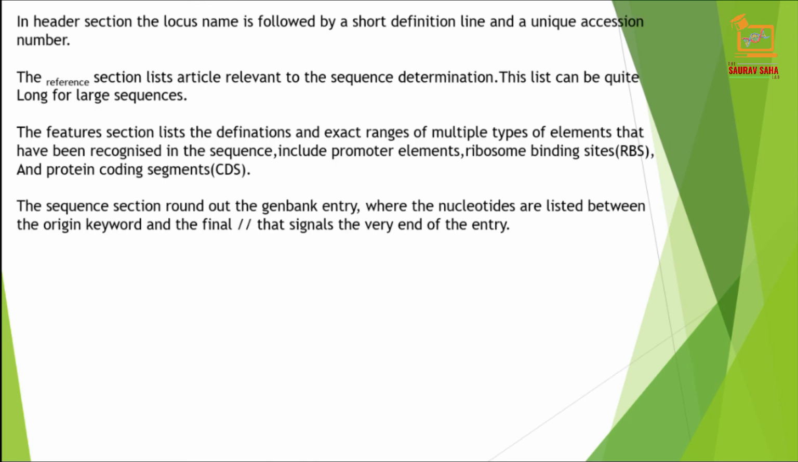In the header section, the locus name is followed by a short definition line and a unique accession number. The reference section lists articles relevant to the sequence determination. This list can be quite long for large sequences. The feature section lists the definition and exact range of multiple types of elements that have been recognized in the sequence, including promoter elements, ribosome binding sites, and protein coding segments. The sequence section rounds out the GenBank entry, where the nucleotides are listed between the ORIGIN keyword and the final // that signals the very end of the entry.